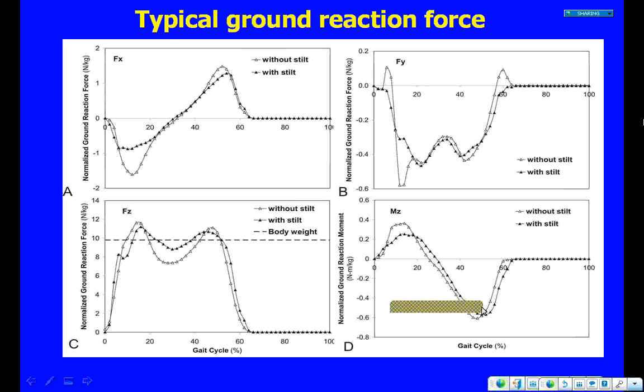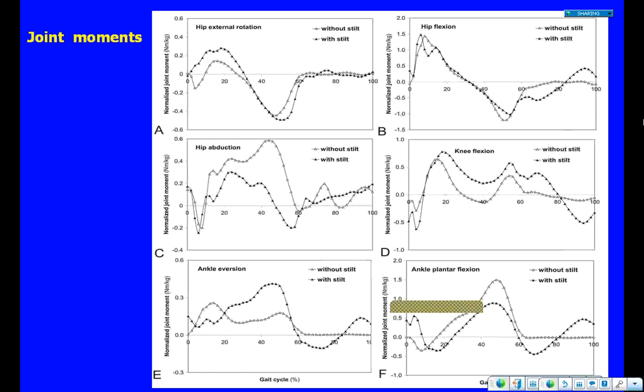Also, the external moment is not much. Also, the lateral force is not much. The total compared to this force is very small. This is the joint moment predicted in our model.